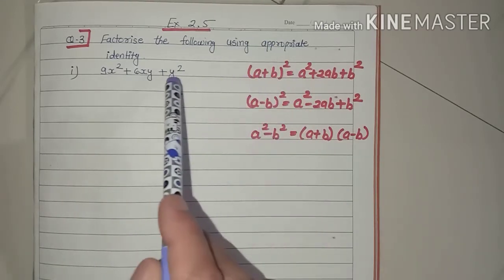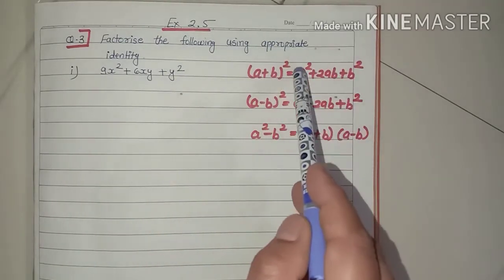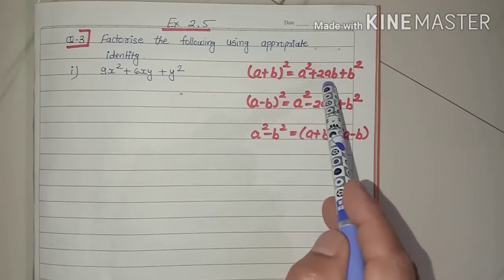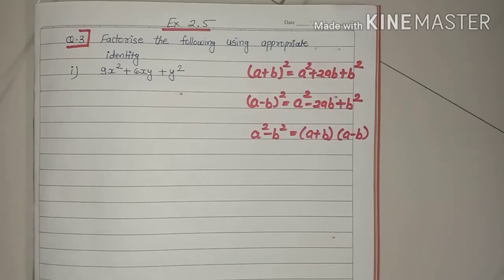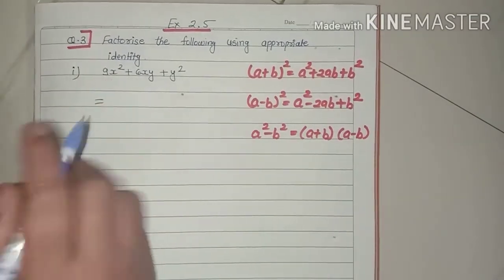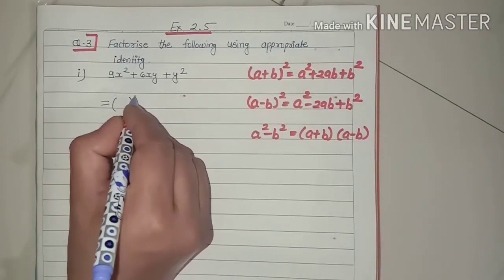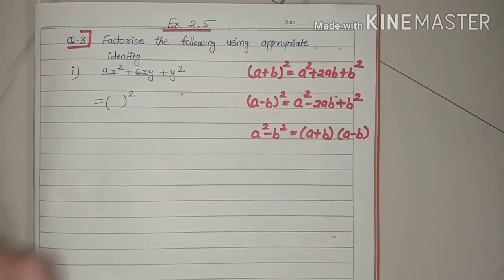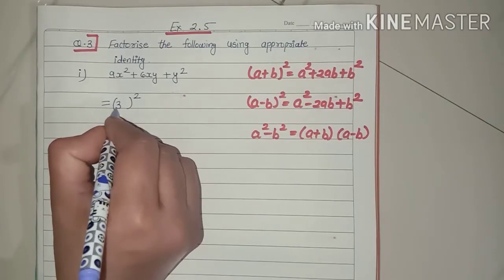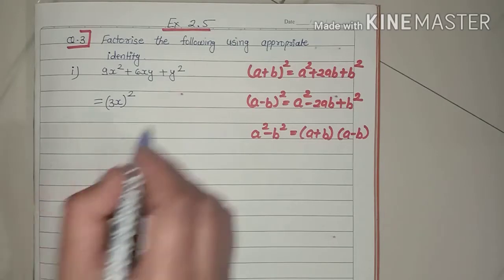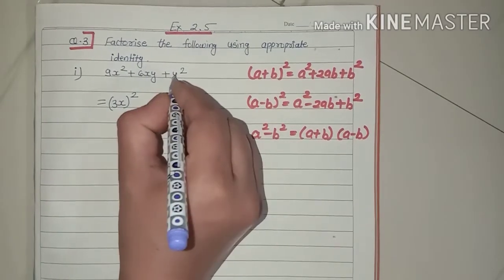If you have to apply this identity, you have to break all the terms in the form of a square plus 2ab plus b square. So how can we break this? In the first term we want a square, but here it is 9x square. How can we write this 9x square as the square of a term? We can write 3x whole square, because 3x into 3x gives 9x square.